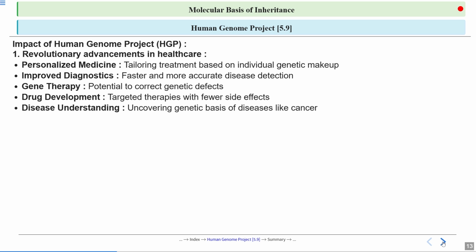If these genes get mutated, it will cause progression of the disease. So by this we can understand the disease. So this is the impact of the Human Genome Project on healthcare.